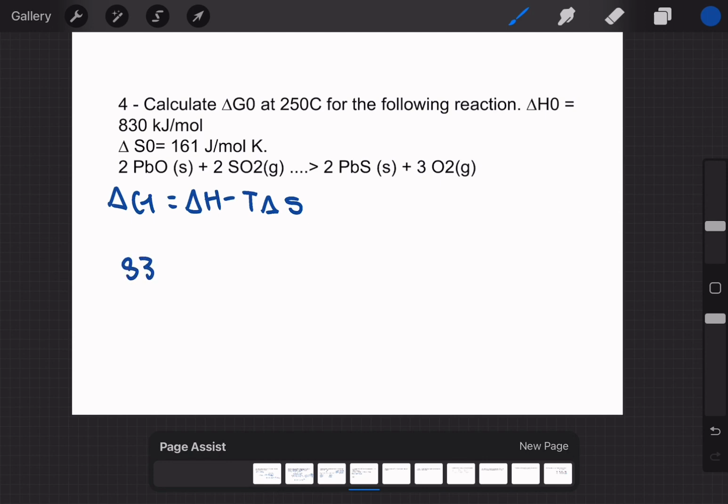So as you can tell, we are given our change in H, which is 830 kilojoules per mole, right? You're going to continue on. We have, I'm pretty sure it would be 25 and not 250, 25 degrees Celsius. You're then going to just add 273 to get your Kelvin.